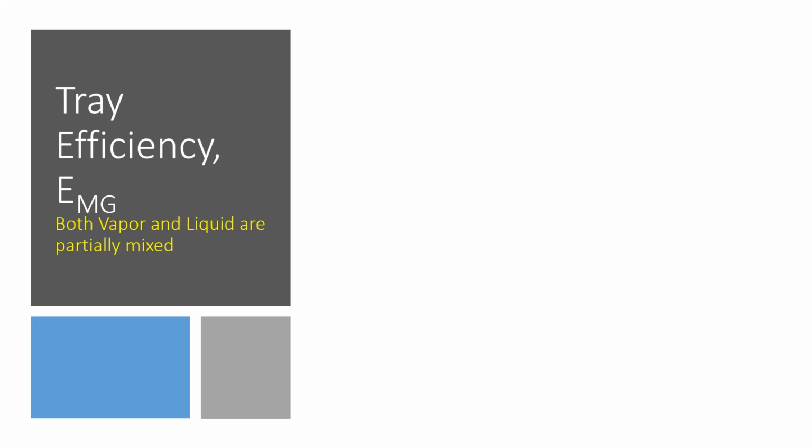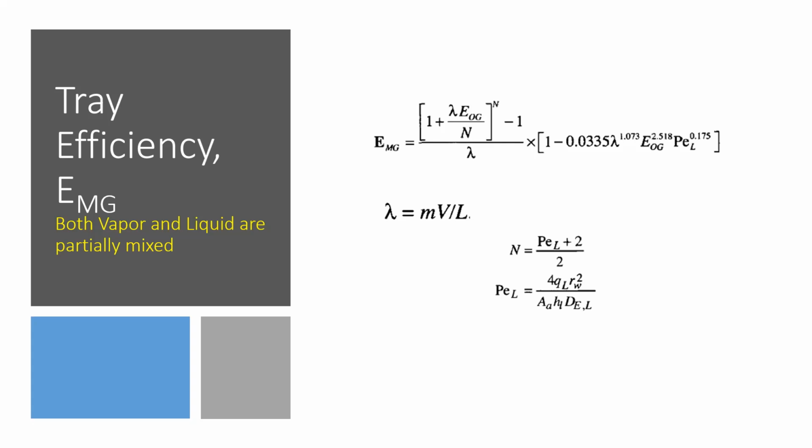Scenario number 3 is basically where both vapor and liquid are partially mixed. This is either because the Peclet number is greater than 50 or H2 phi over T is greater than 1. In this case, we can generalize the local efficiency to the tray efficiency using this very simple correlation. If you look at this, it is basically the equation in scenario number 2 multiplied by a little bit of the same parameters.